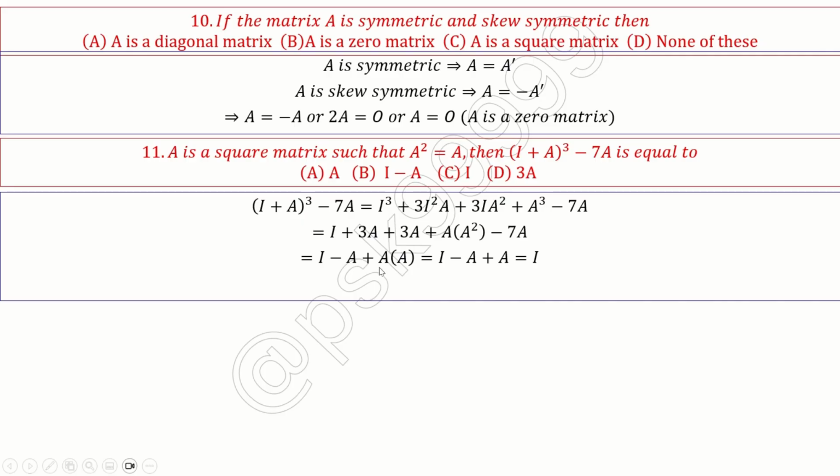So I minus A plus A into A, which is I minus A plus A square, and A square is again A, correct, which is given. So it is I. So I'm getting the answer I. Option C is correct. That's all the miscellaneous exercises.